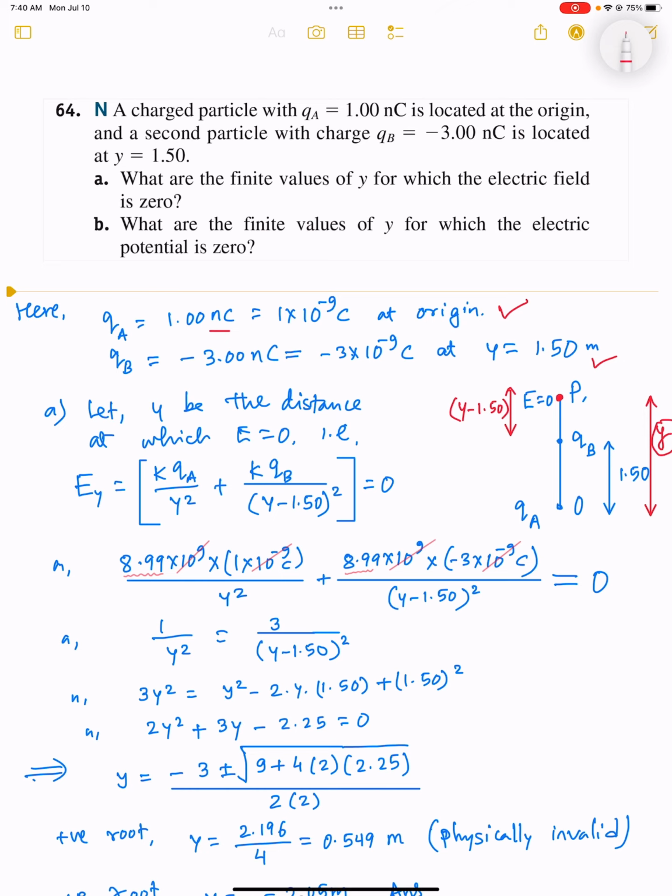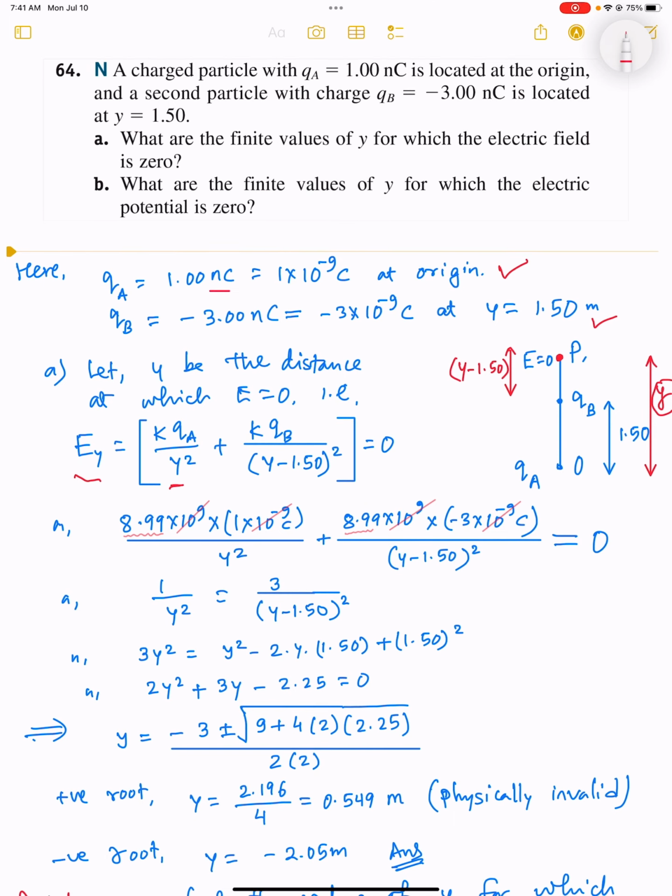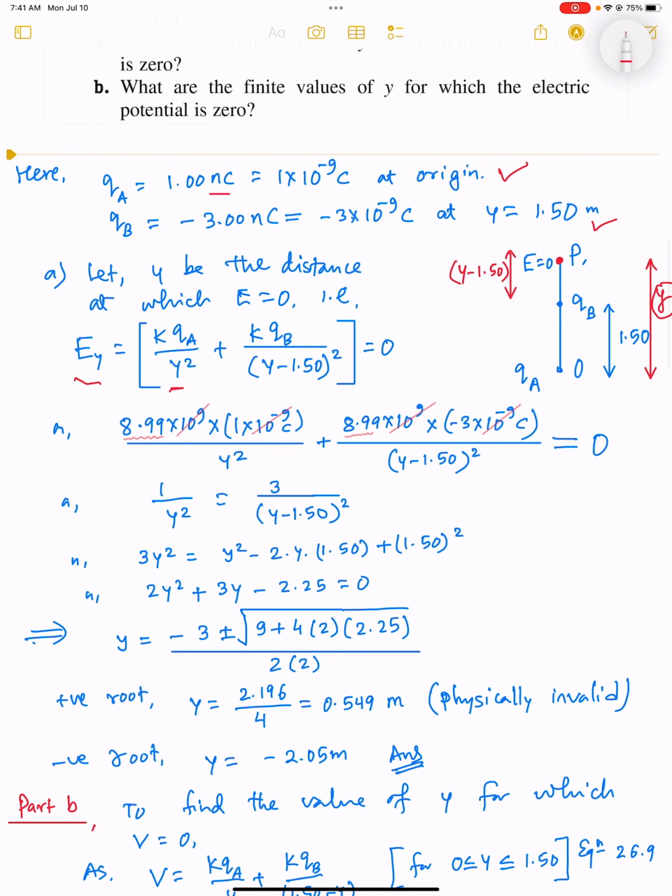So you can write this. E along the y direction will be 0 at distance y. You can use this simple formula. If the distance is y, then the distance for QB equals y minus 1.50, the distance between QB and this point P.